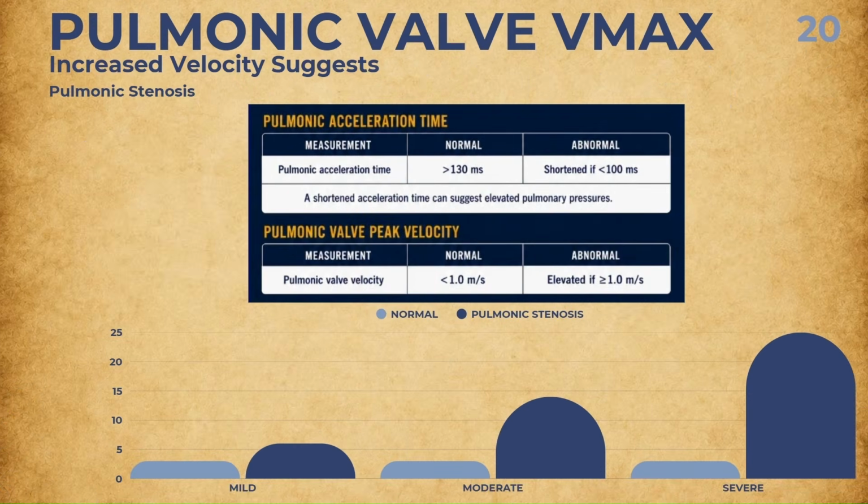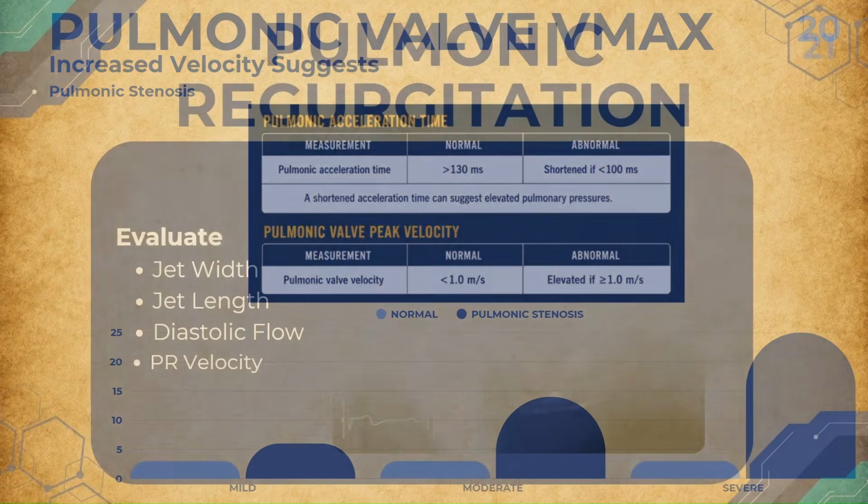Pulmonic valve Vmax. Let's return to our measurement reference page for a moment. One of the values included within the pulmonic valve protocol is pulmonic valve Vmax. Understanding this measurement helps us recognize increasing obstruction across the valve. Always assess peak velocity when stenosis is suspected.